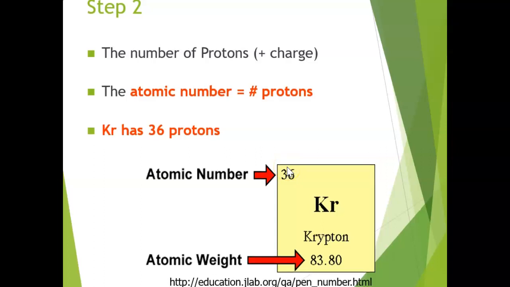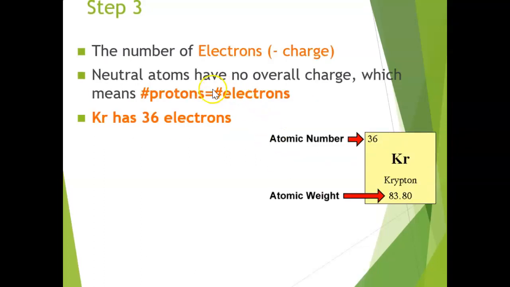And in addition, step 3, that's also equal to electrons. Okay, so if the neutral atom has no charge, the protons is the same as the electrons. So in krypton, there are 36 electrons.